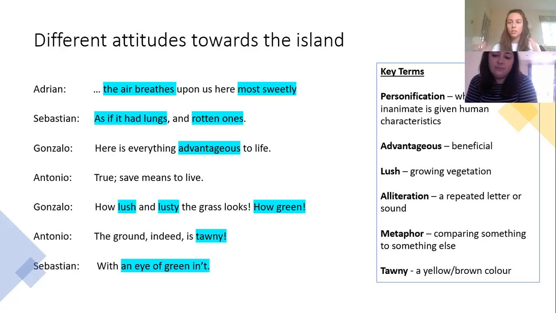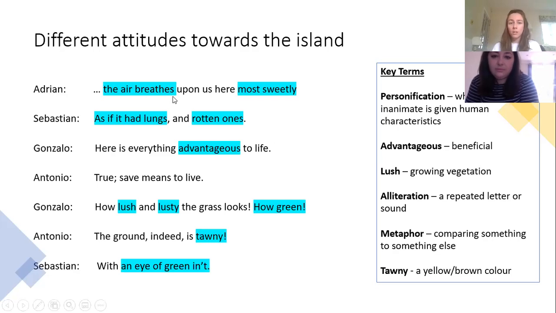So we have juxtaposing views here about these characters' perceptions of the island. We have Adrian and Gonzalo really emphasizing how beautiful and refreshing this environment is to them, and how the island is almost a giver of life. And we see that through the very first line in the personification that's been used. The words "the air breathes."